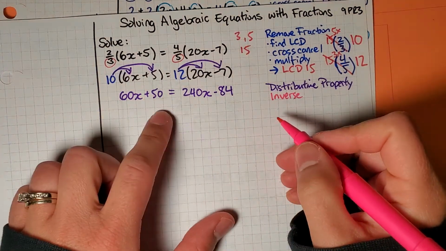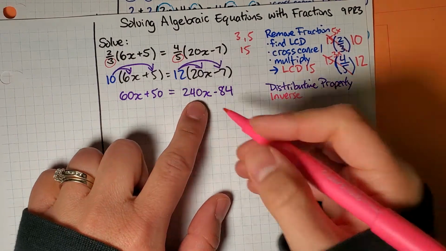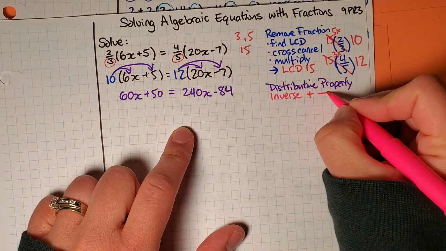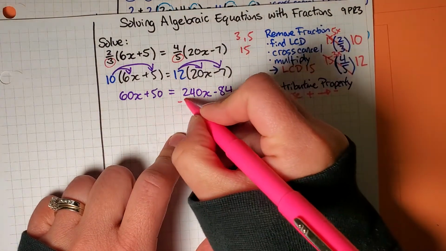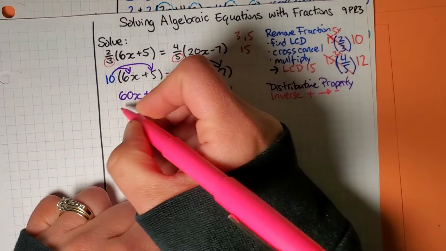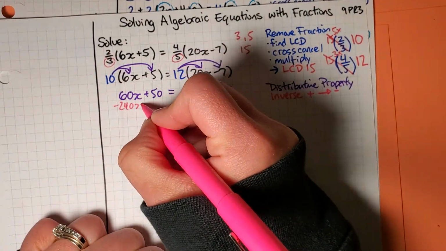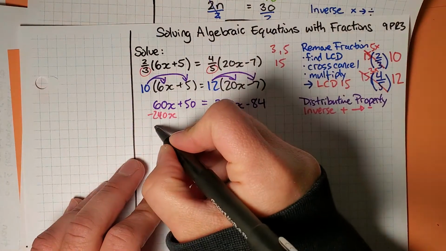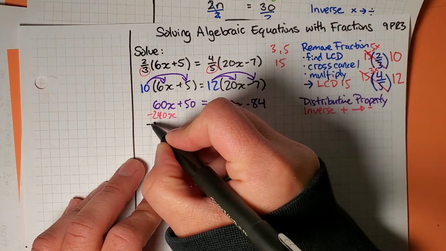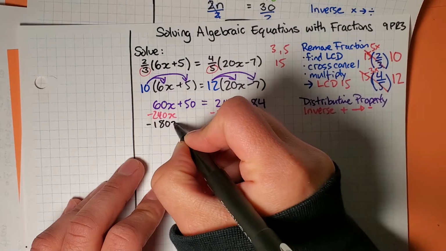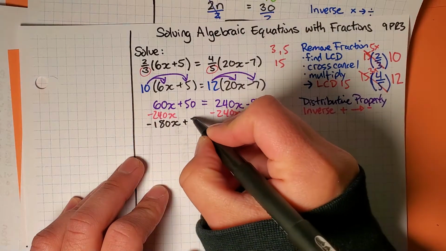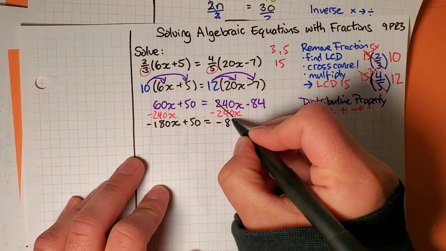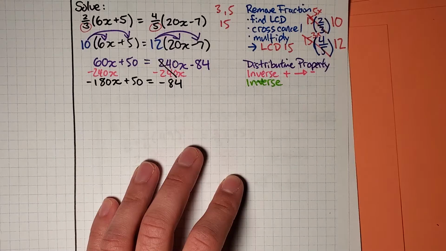Next is to do inverse operation. I'm going to get this variable on the left side. So the opposite of add is subtract. So I'm going to subtract 240x from this side. Whatever I do to one side, I do to the other side. You will get negative 180x over here plus 50 equals, that cancels out. You're just left with negative 84.